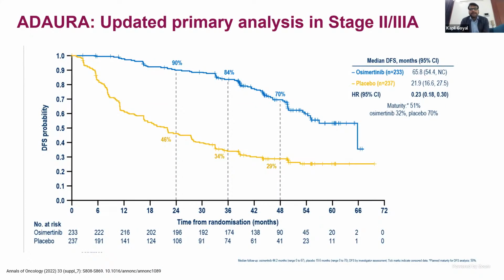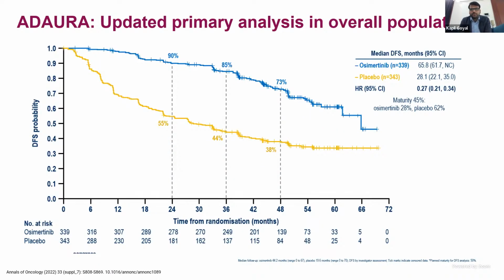If we look at the ADAURA updated primary analysis in stage 2 and stage 3A, the median DFS was 66 months with the osimertinib arm, while it was only 22 months in the placebo arm, with a hazard ratio of 0.23 with a confidence interval of 0.18 to 0.30. Maturity was 51%; in the osimertinib arm it was 32%, while in the placebo arm it was 70%.